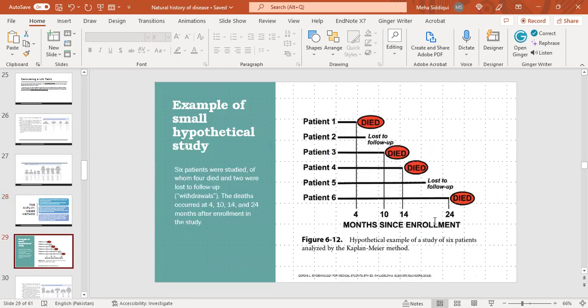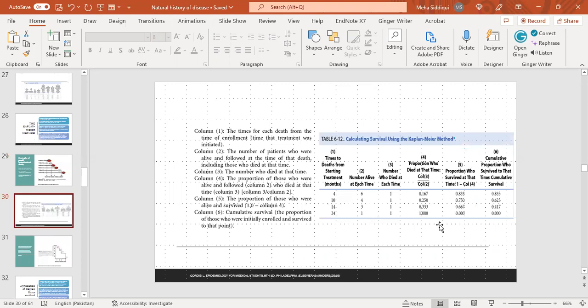So this is an example of a small hypothetical study in which 6 patients were enrolled, and out of these 4 died and 2 were lost to follow-up. So deaths occurred at 4, 10, 14, and 24 months after enrollment to the study. And this is calculating survival using this Kaplan-Meier method. Again, these are the 6 columns. Column number 1 shows the time for each death from the time of enrollment.